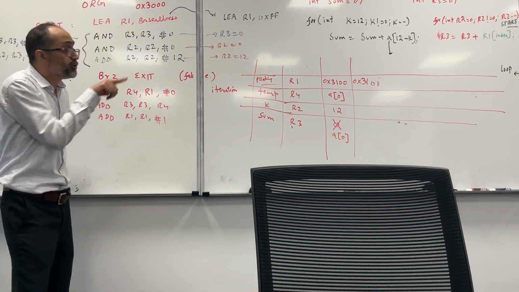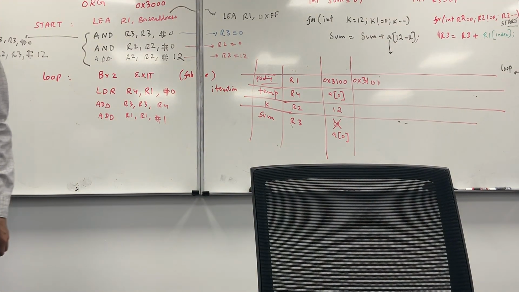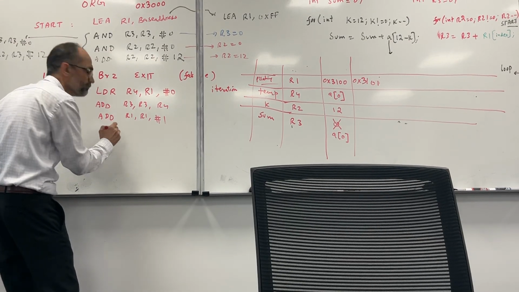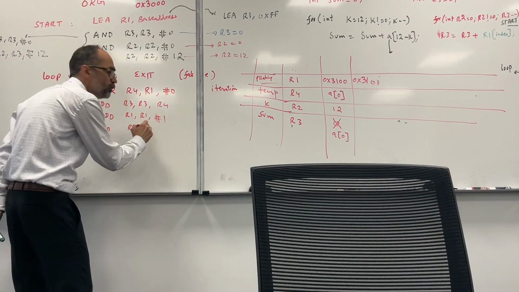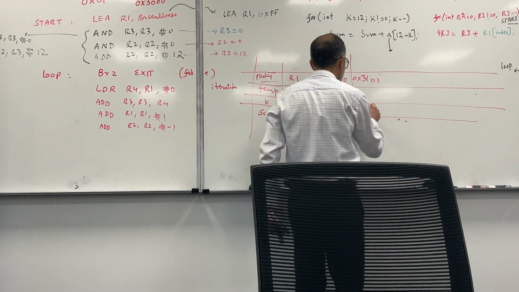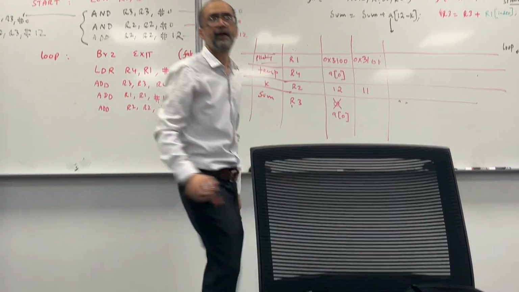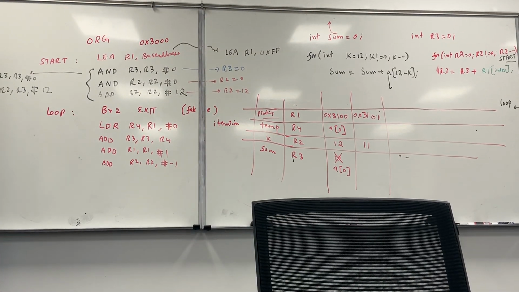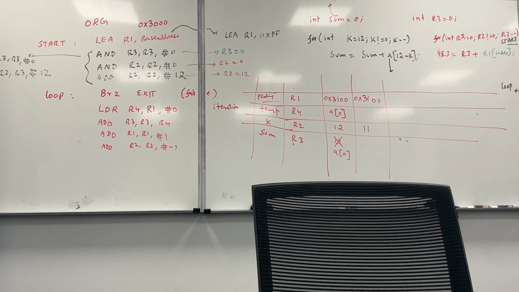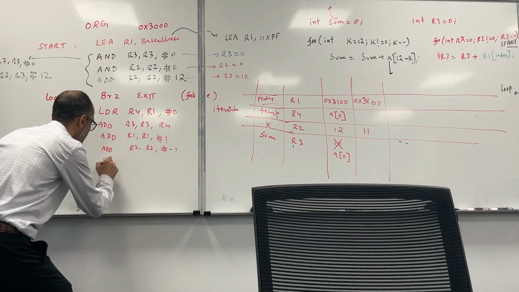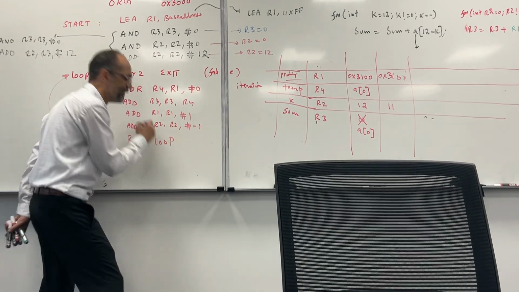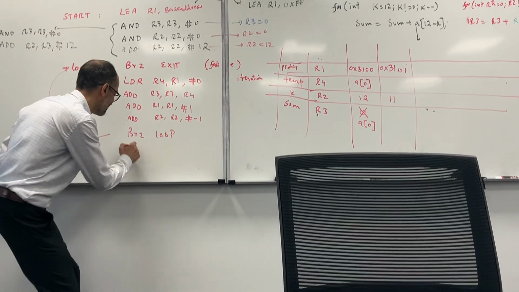But now we need to decrement the counter by 1. What should we use? Help me. Add R2, #-1. So basically the new value of R2 will be what? 11. And when should we end the loop? When it becomes 0. So we can say BRZ. Where should we jump? Loop. And what should be the last instruction?